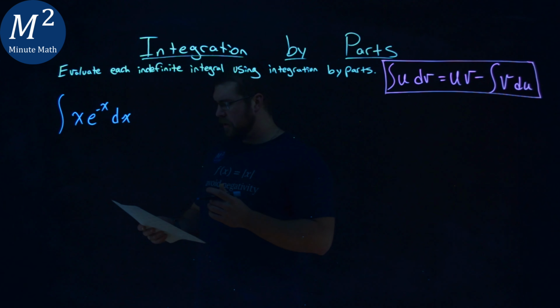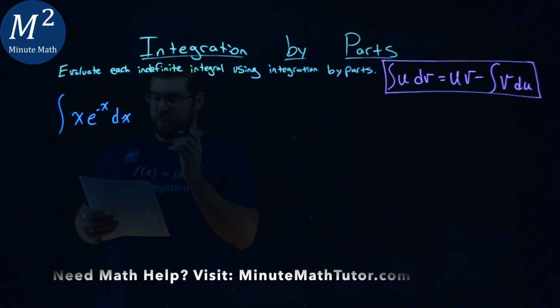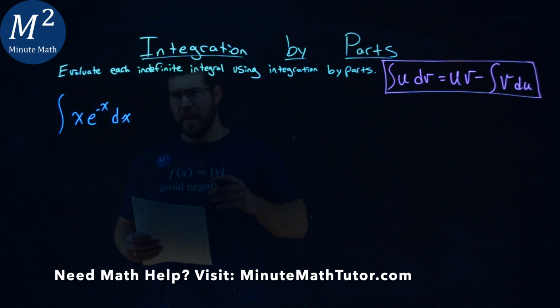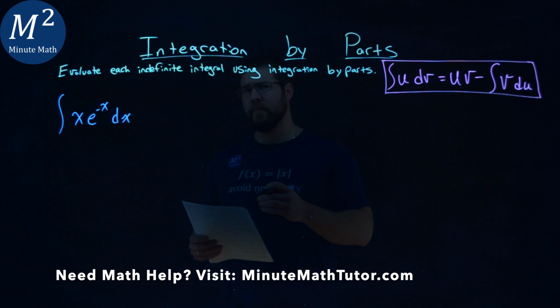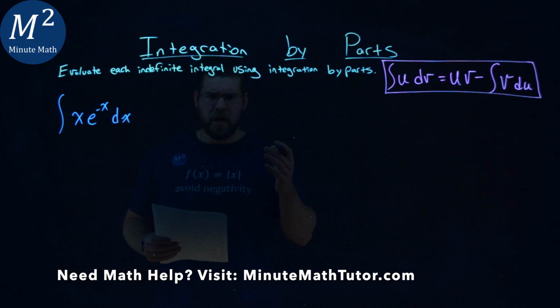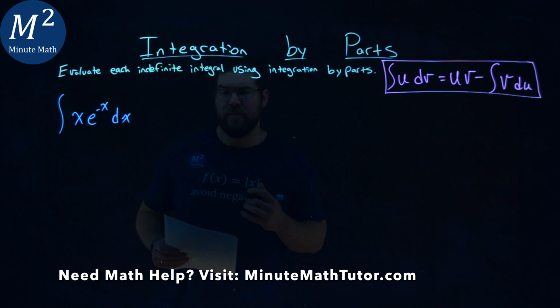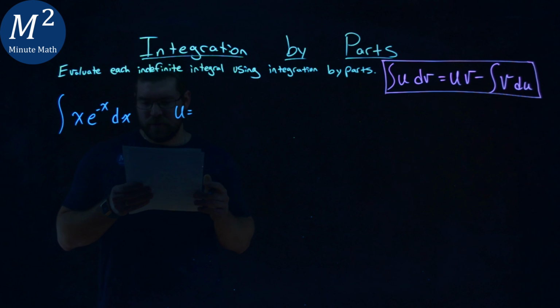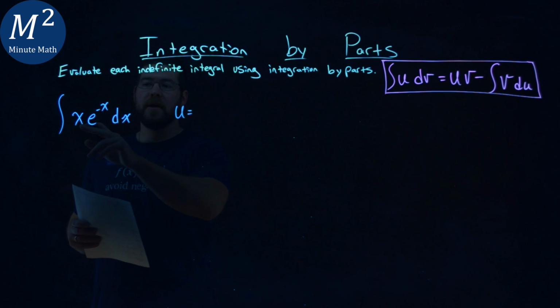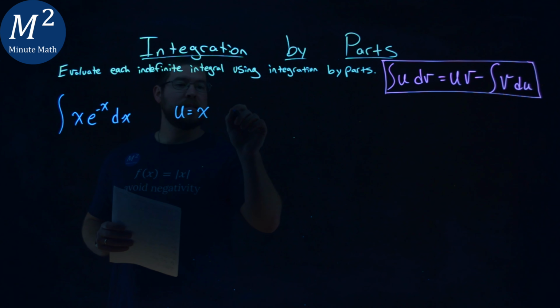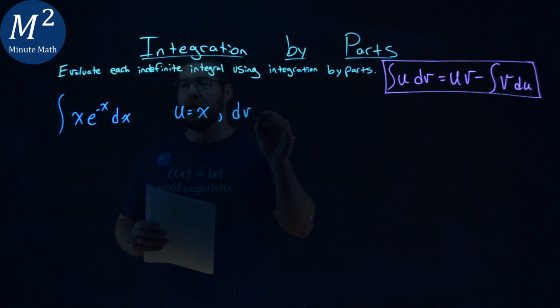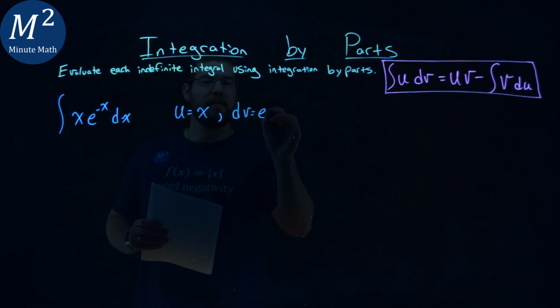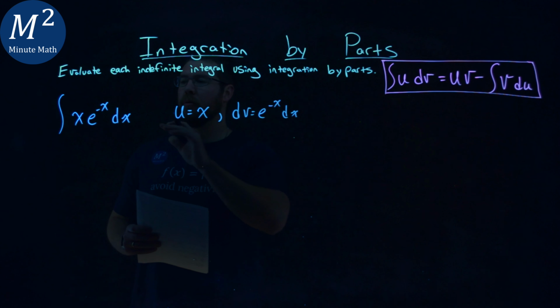We're given this problem right here, the integral of x times e to the negative x dx. We have to evaluate this indefinite integral using integration by parts. So let's go find our u and dv value. Let's say u to be our x value, and our dv value is e to the negative x dx. So we have the whole integral covered.